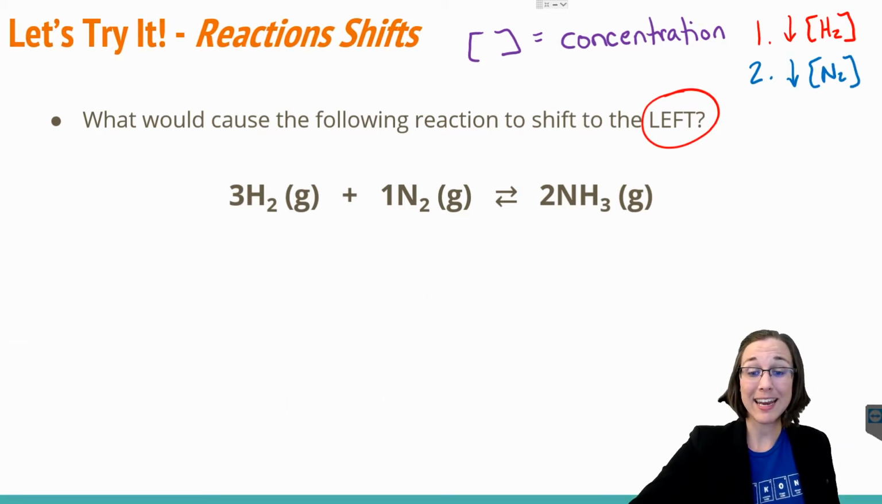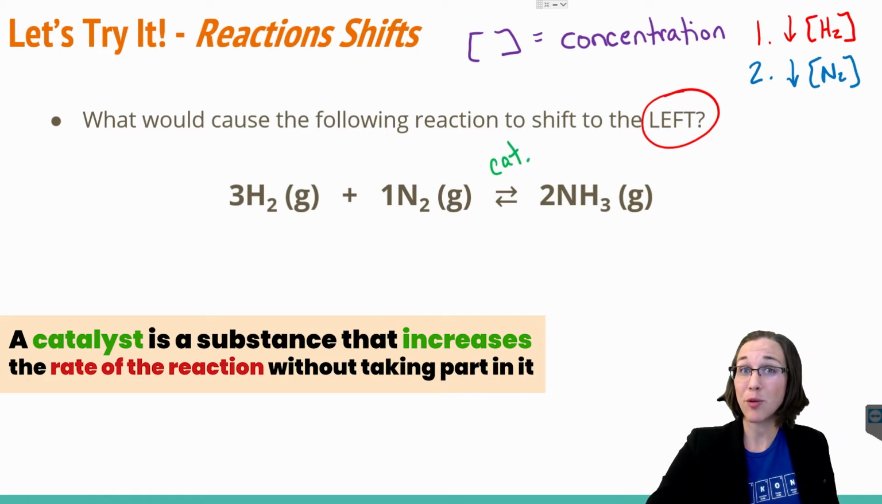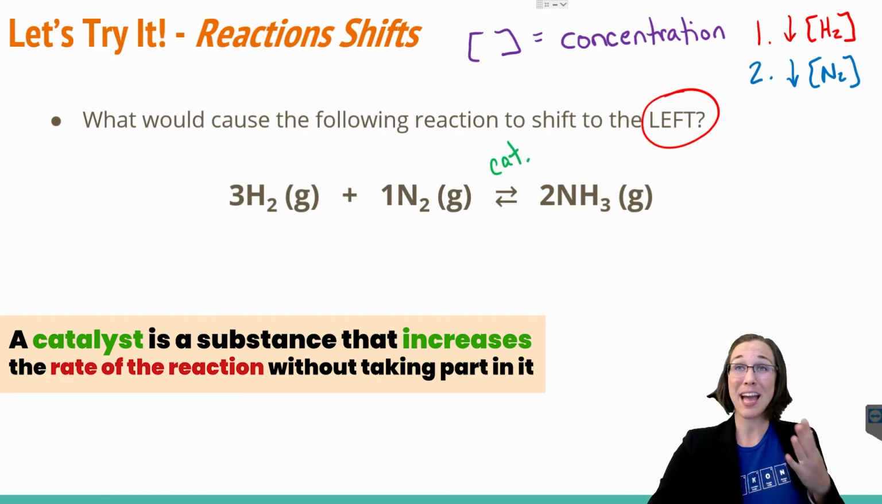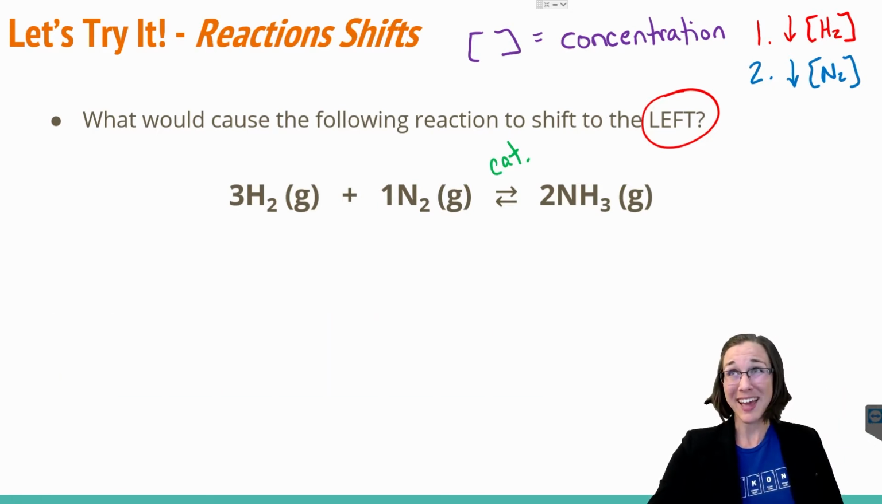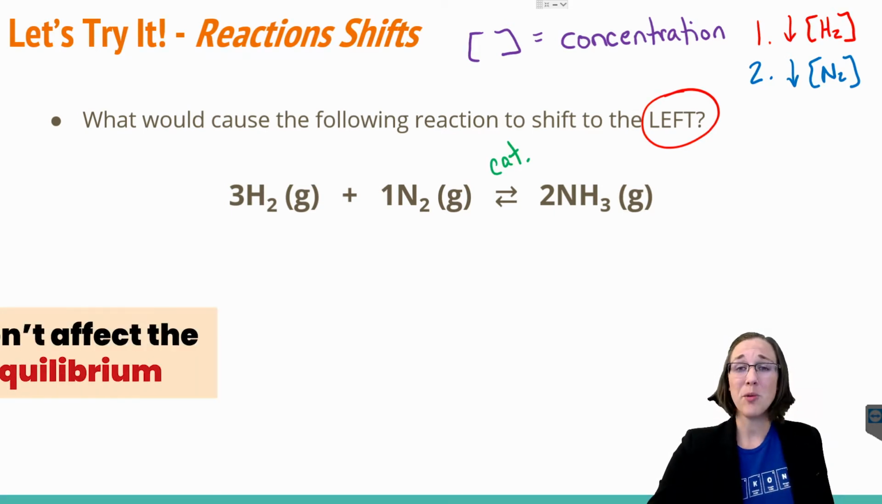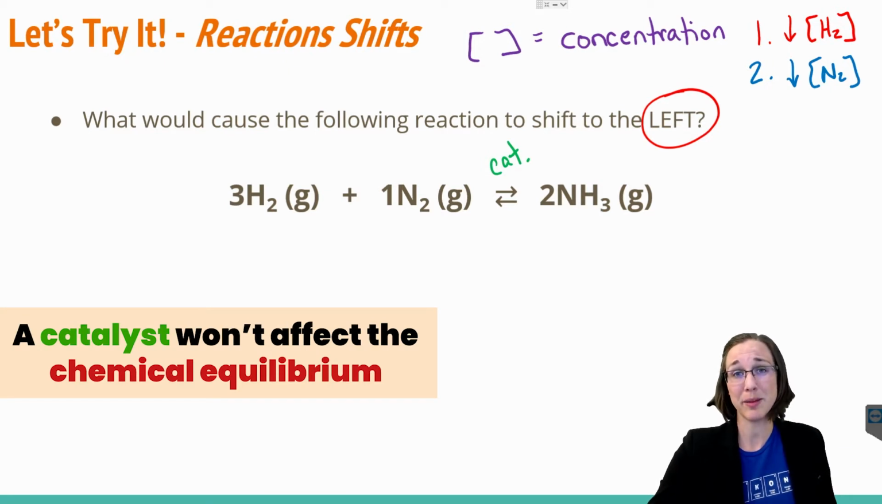Now, what if we added a catalyst to this reaction to lower the EA hump and speed it up? Would that make it shift to more products, more reactants, or what? Well, the answer is no. Adding a catalyst, which is not getting used up in the chemical equation, because that's what catalysts do, they just speed it up but aren't used up, would have no effect on the chemical equilibrium. So that's not one of our options to help shift it either direction.